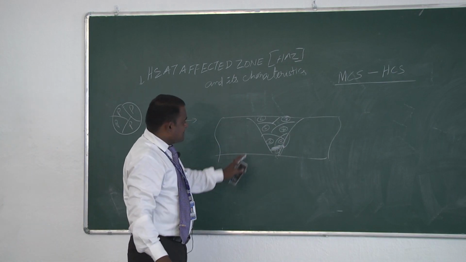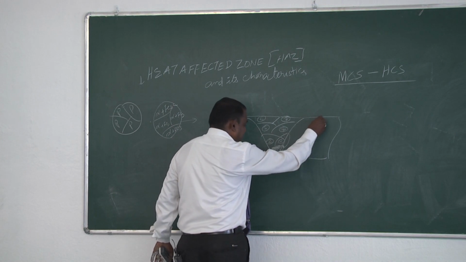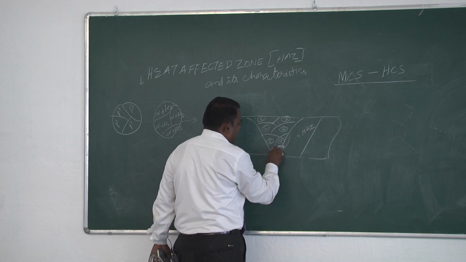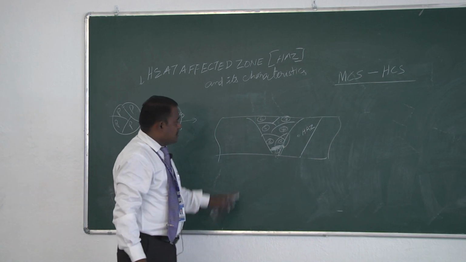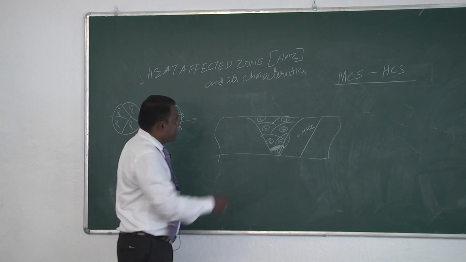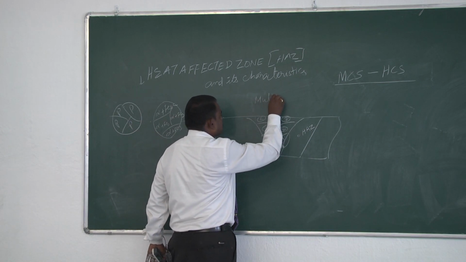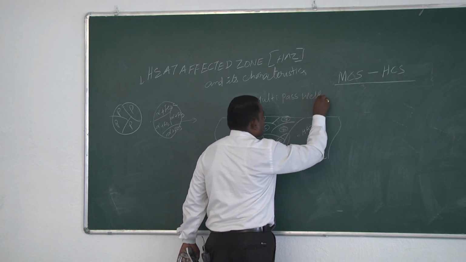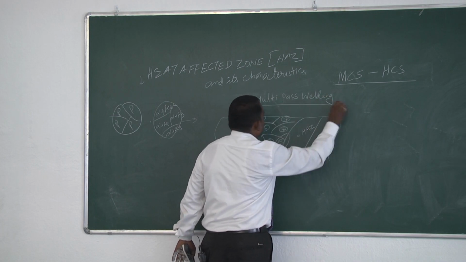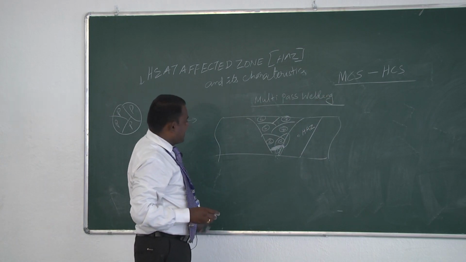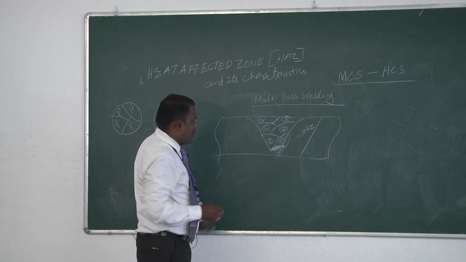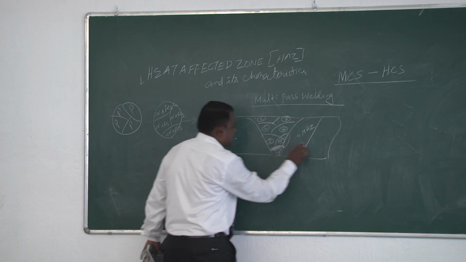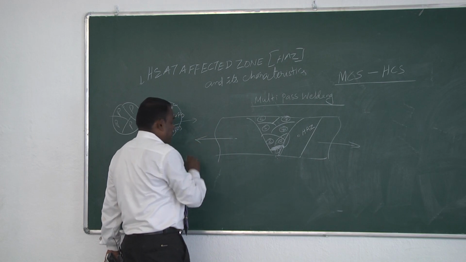Now it is unavoidable. There is again a heat affected zone here. This is also a heat affected zone, and this part of the metal is also acting as a heat affected zone. So when we consider multi-pass welding, we have no chance to avoid the heat affected zone in the weld metal itself. So it will directly influence the property of the weld metal or weld joint.